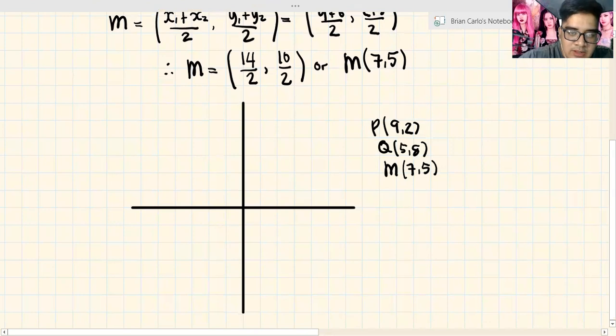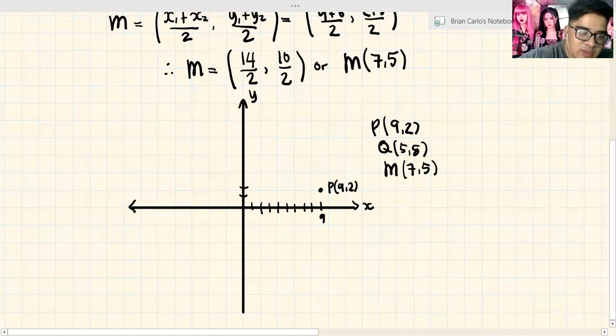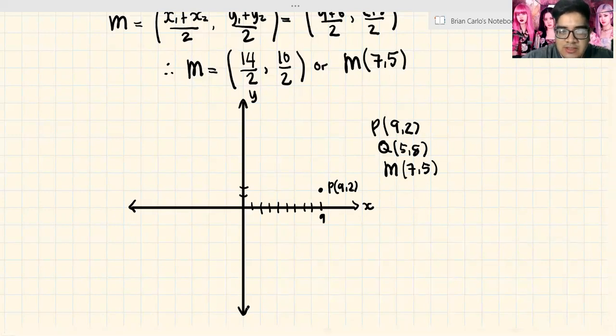Okay, the drawing, hanapin natin 9. 1, 2, 3, 4, 5, 6, 7, 8, 9. This is 9. Tapos, 1, 2. This is (9, 2). This is P. By the way, sabi ko nga pala last time, pag gagawa kayo ng Cartesian plane, you should always put arrowheads to indicate that it is the Cartesian plane and put the label into the coordinate axis, the X and Y axis. Okay?